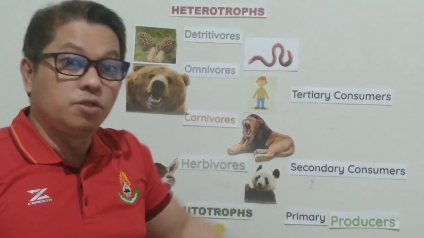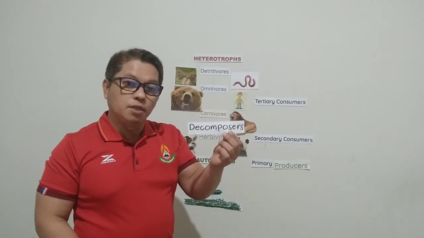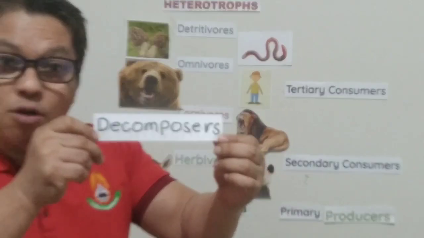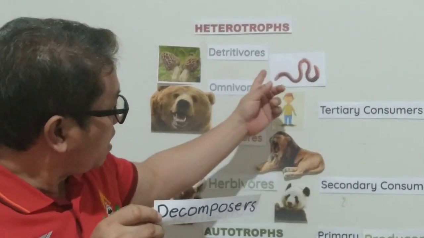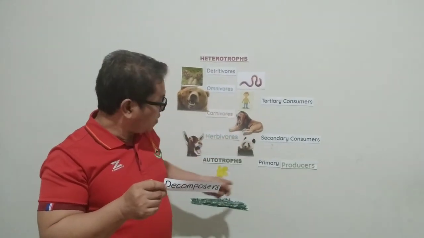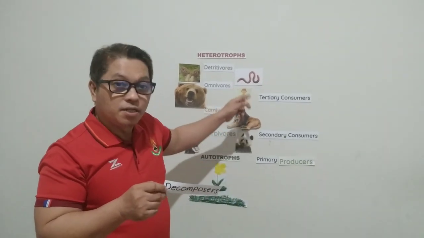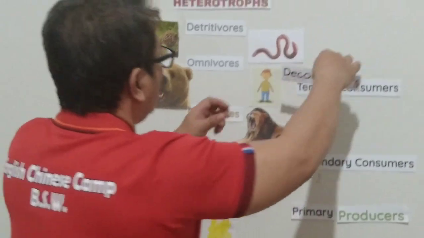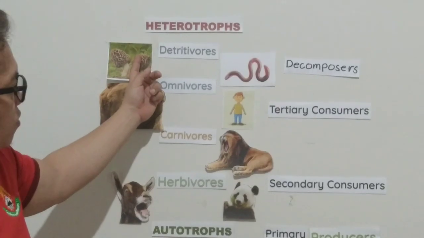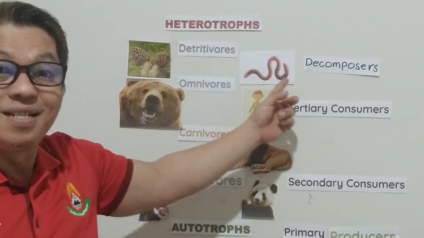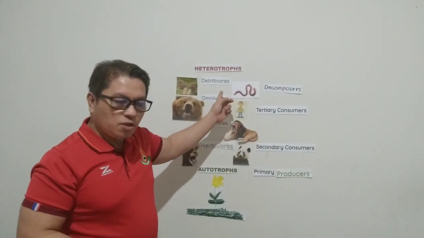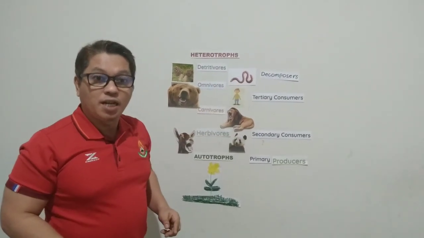Tertiary consumers. So the carnivores and the omnivores, they are under the tertiary consumers. And the last one, the detritivores, they are called decomposers because they are the ones that recycle the dead bodies of these living things under them. So they are the decomposers. These worms and fungi, examples of detritivores, they are the decomposers.